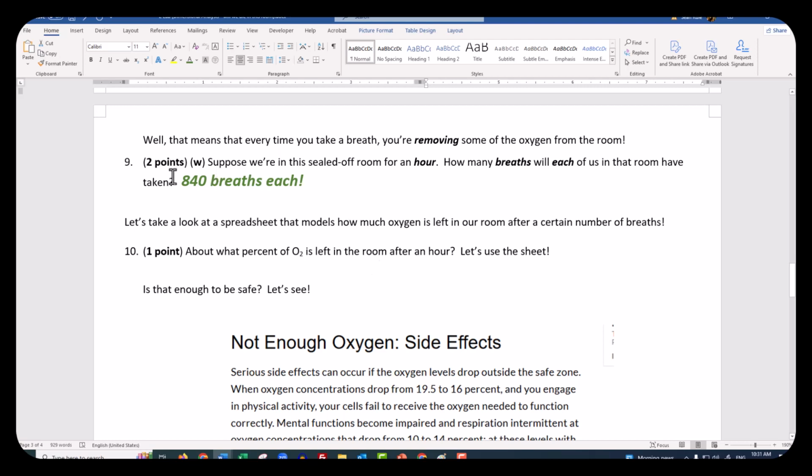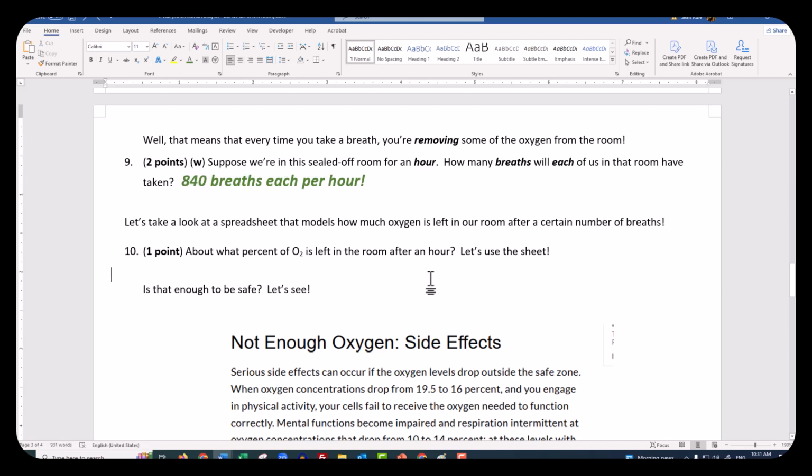Last thing we did was we figured out we each take 840 breaths each per hour. Excuse me, not minute. Per hour. There's a P I'm missing there. All right. So in an hour, 840 breaths.